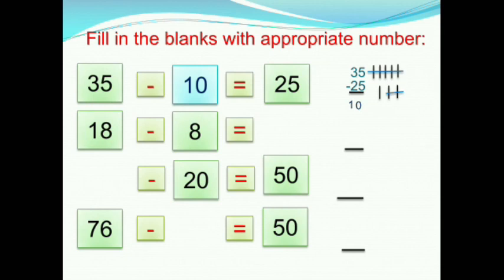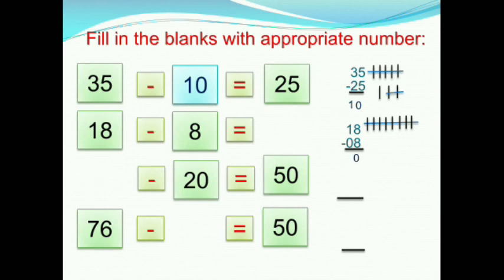To find the answer, we should subtract 8 from 18. First, we should subtract units place digits. They are 8 and 8. First number is 8. So, we will draw 8 lines. Next number is 8. So, we will cut 8 lines. Now, how many lines are remaining? No lines are remaining. So, we will write 0 in units place.